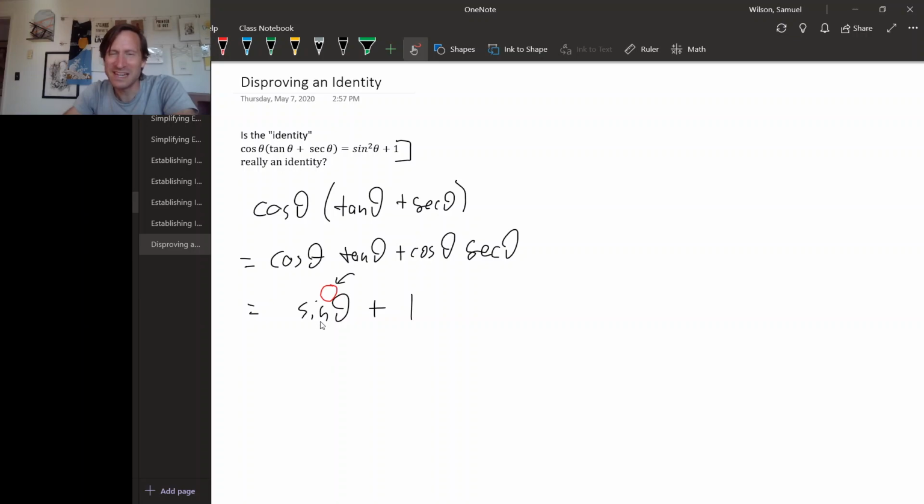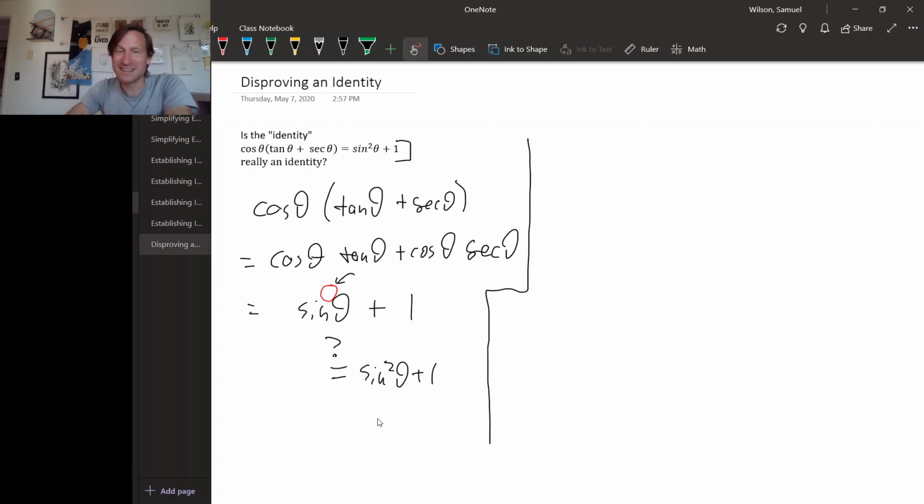But there are so many hidden relationships between trig functions that it's actually hard to know if this actually is the same thing as sine squared theta plus 1 or not. It seems like probably not. But how can you be totally, totally sure? Well, at this point we're suspecting that this is actually not really an identity. But to be sure it's not an identity, what you can do is think back to what an identity means. An identity is something that's true for every value of theta. So if we can find one value of theta where these two sides are different, then this isn't an identity.